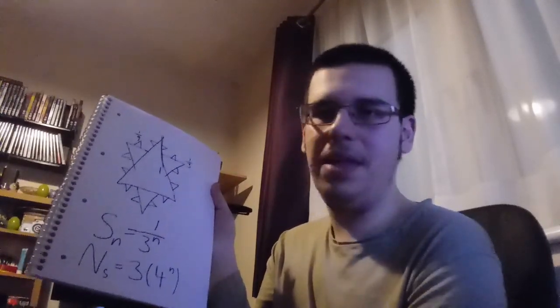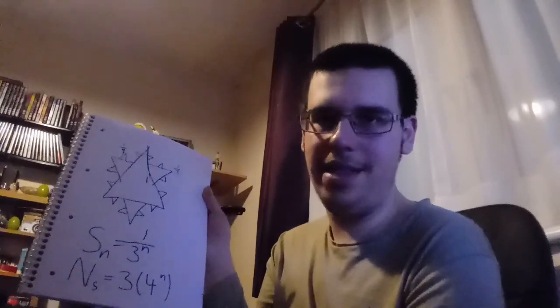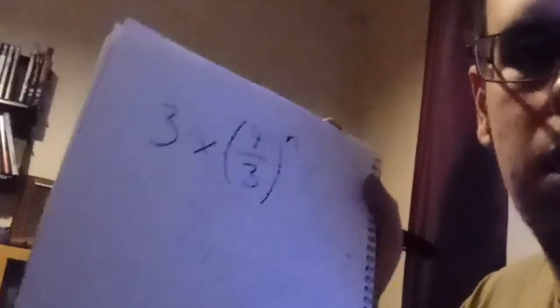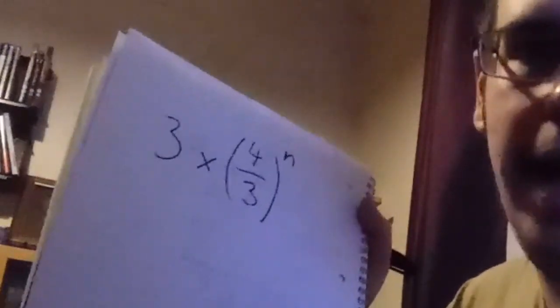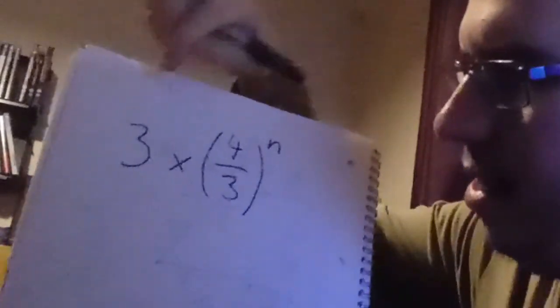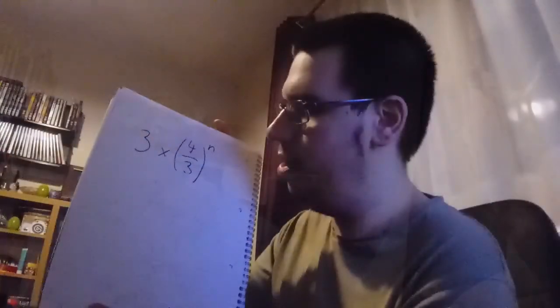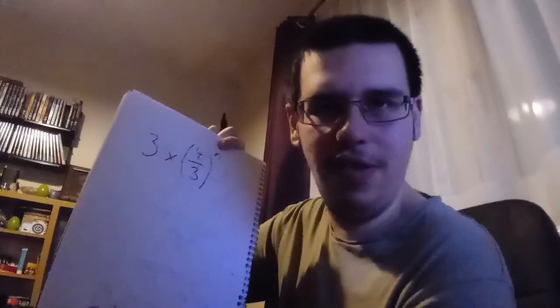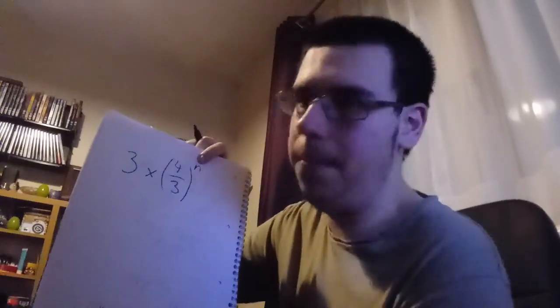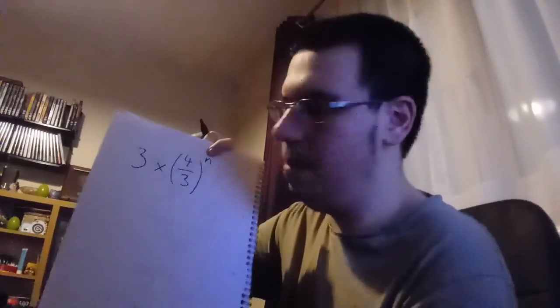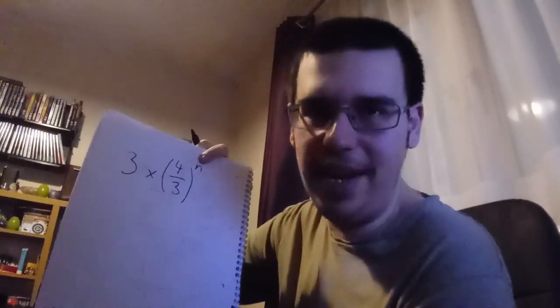And you get something rather interesting if you try to calculate that. So this is the value of the perimeter at any iteration: 3 times 4 over 3 to the power of n. When you keep going up more iterations, the perimeter should actually go on to infinity. That is indeed what happens.